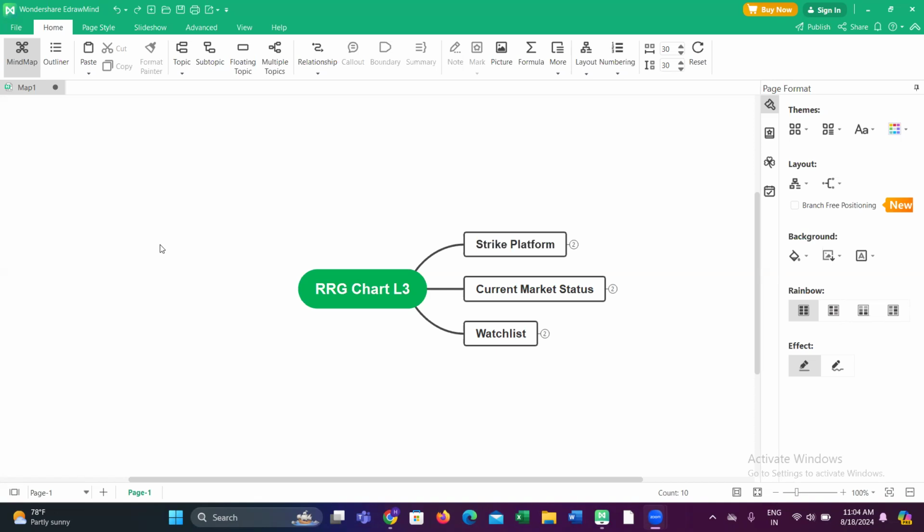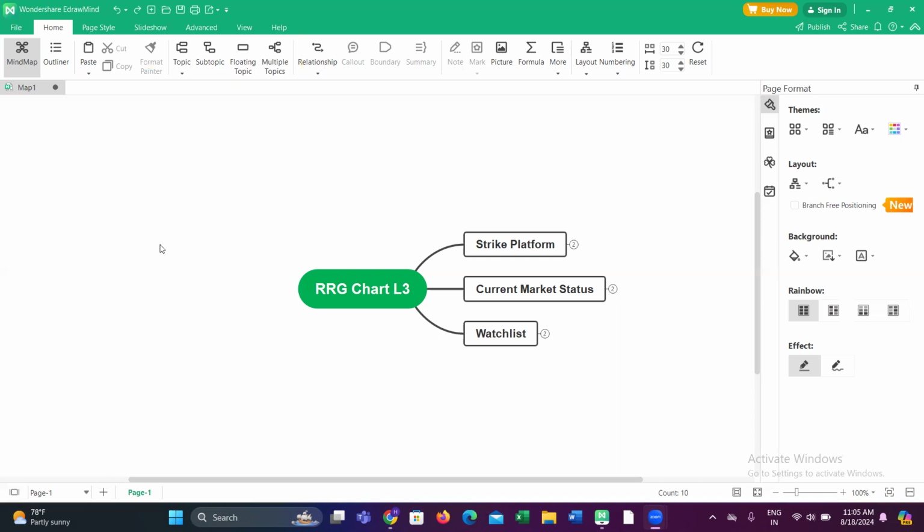Today we are diving into some exciting tools and features that can supercharge your market analysis. First up, we will explore the Strike platform, a quick view. I'll not cover many things in this video, but as I promised, we'll keep going deep into other features of RRG Chart, how it integrates the RRG chart and enhances your trading experiences or investing experiences.